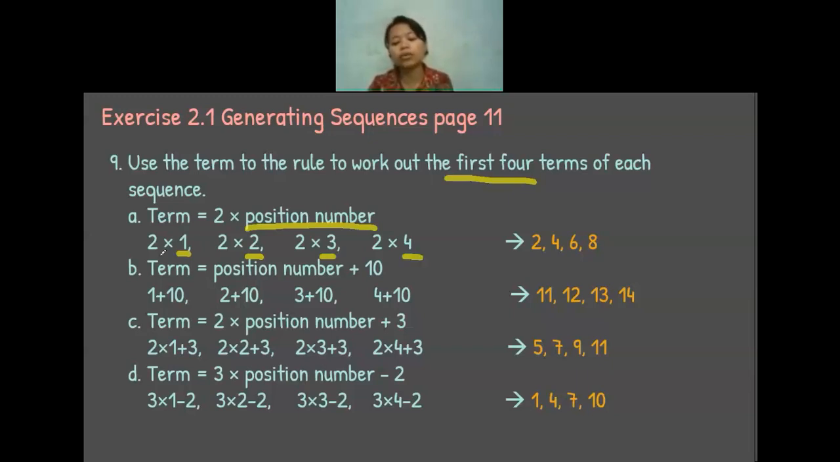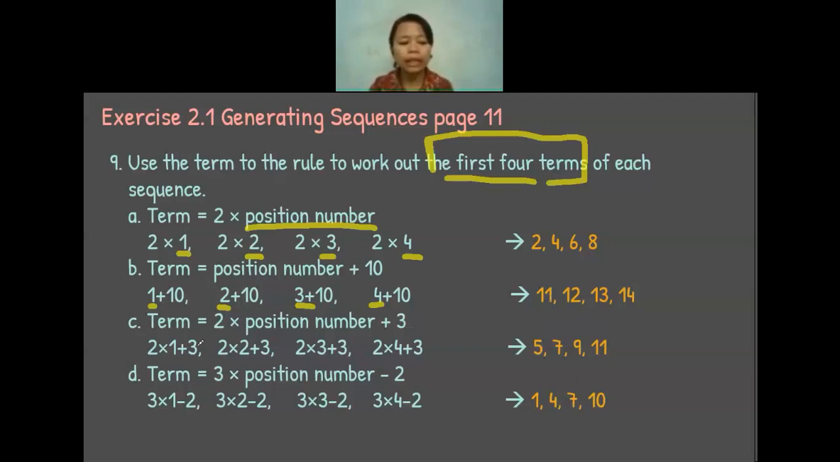After that, we just calculate: 2 times 1 is 2, 2 times 2 is 4, 2 times 3 is 6, 2 times 4 is 8. So the first four terms at question 9a will be 2, 4, 6, and 8. Do the same thing for 9b. We will replace the position number with 1, 2, 3, 4. Why 1, 2, 3, 4? Because we have to find the first four terms. So in the end, the first four terms are 11, 12, 13, and 14.